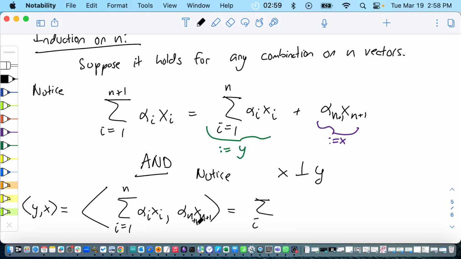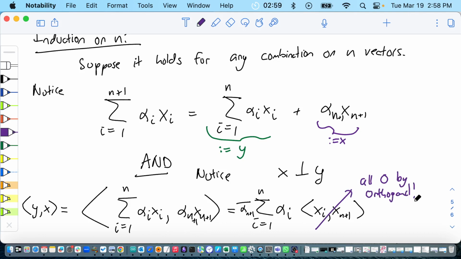So this is the sum from 1 to n of alpha i, and then you do the inner product of xi with x n plus 1, and you also have to multiply by alpha n plus 1 bar if you're doing it with complex numbers. So when you do the inner product of the sum with the last term, by linearity of the inner product you can sum up the inner products of the individual things. But the inner products of the individual things are all 0, right? We were told it was an orthogonal system. These are all 0 by orthogonality.